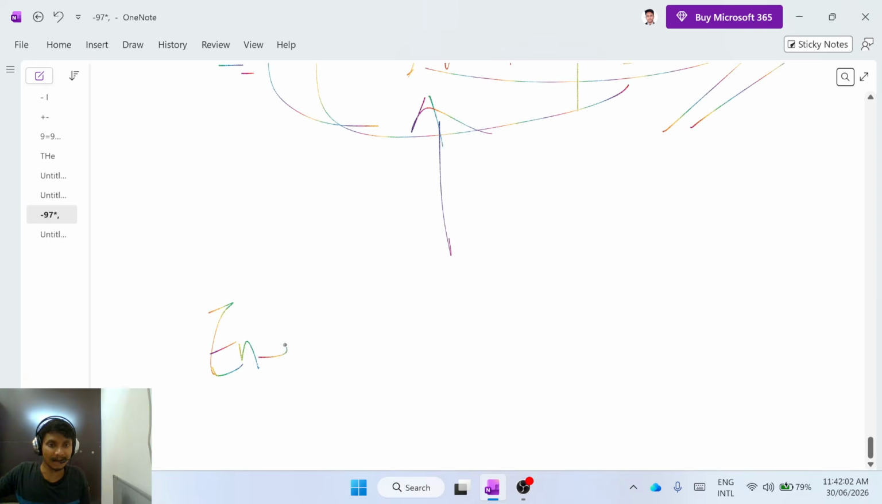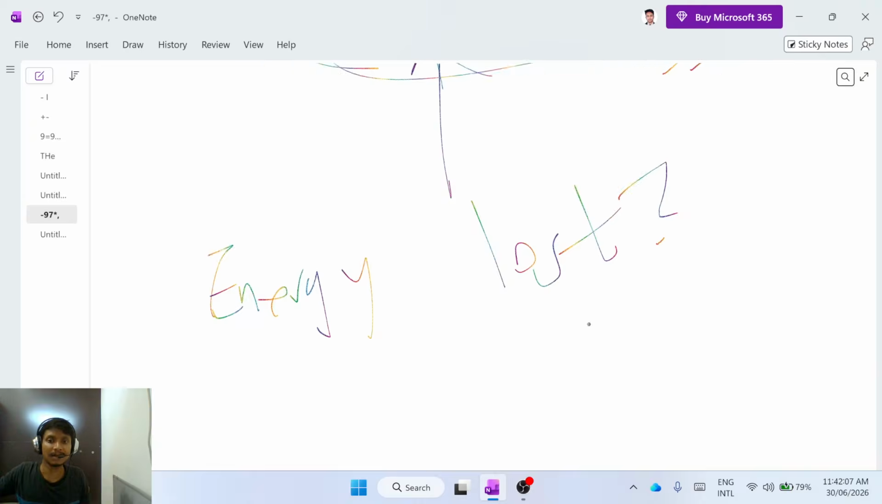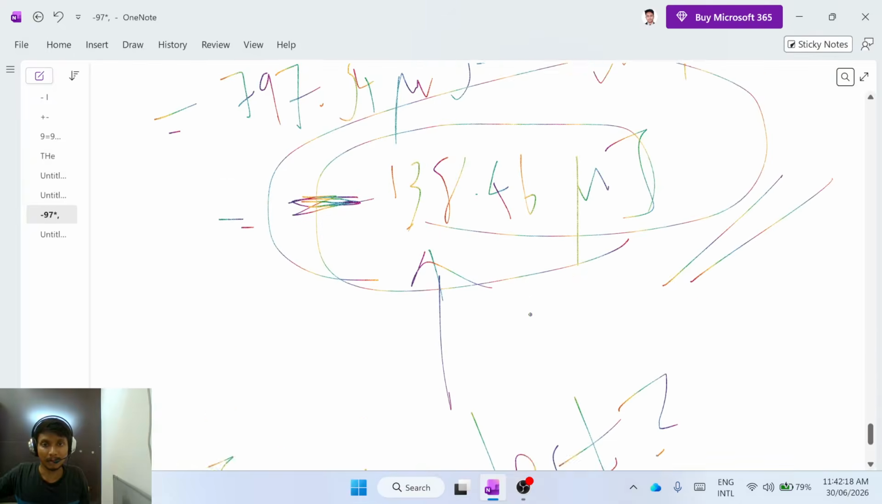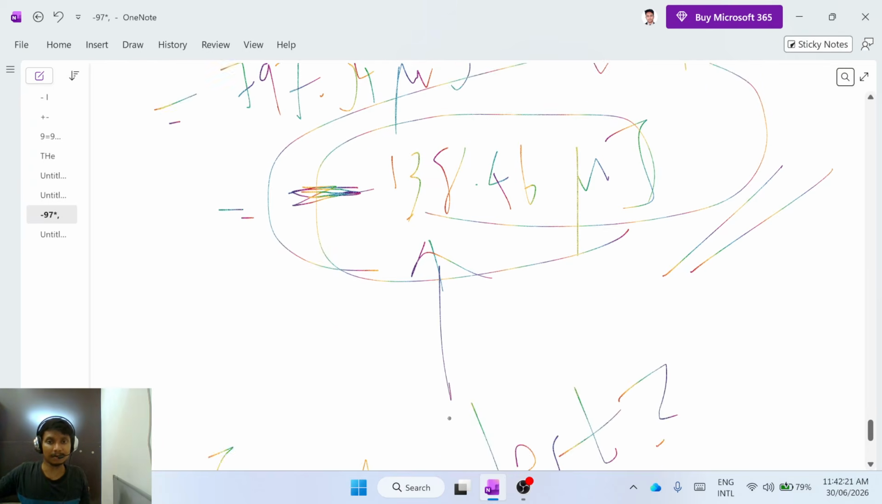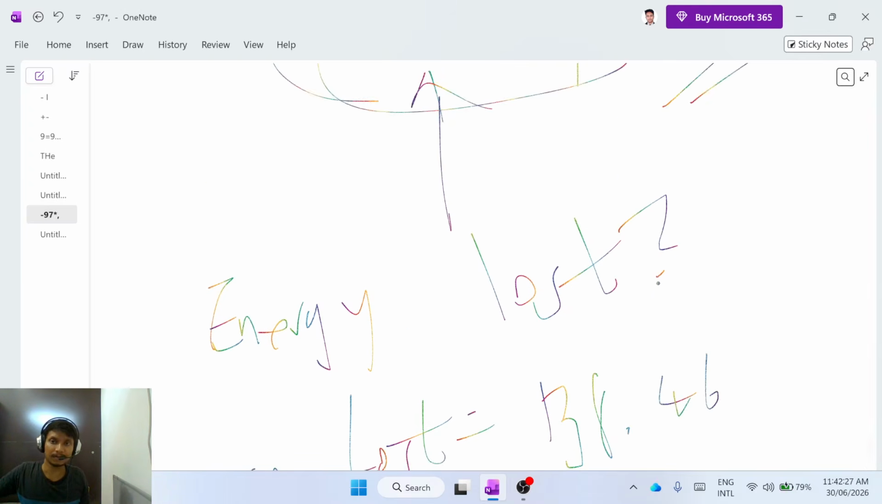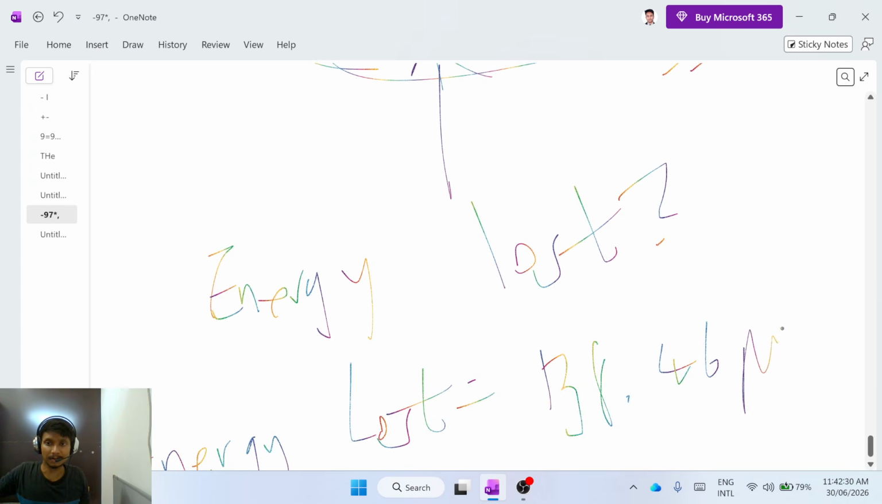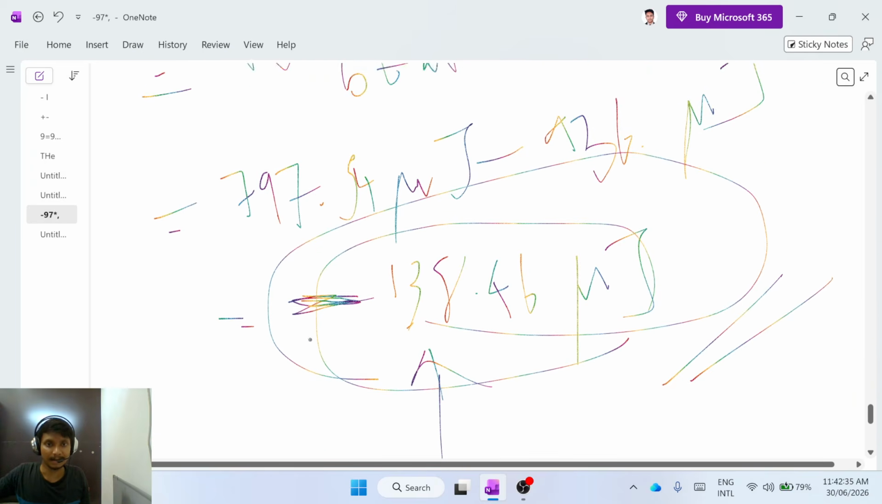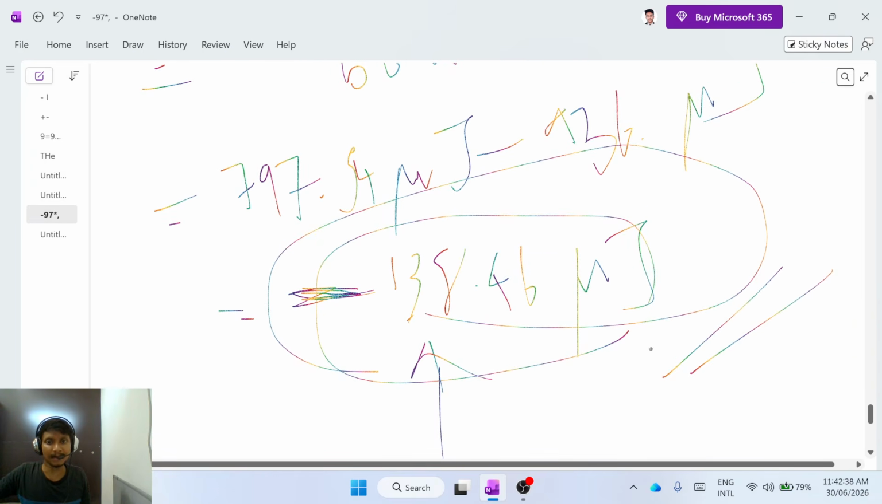If they ask about the energy loss, we have to write again that energy loss is equal to 138.46 microjoule. Energy loss will always be plus, so don't include the minus. 138.46 microjoule is the answer if they ask for energy loss. If they ask for the change in energy, the final answer is minus 138.46 microjoule.